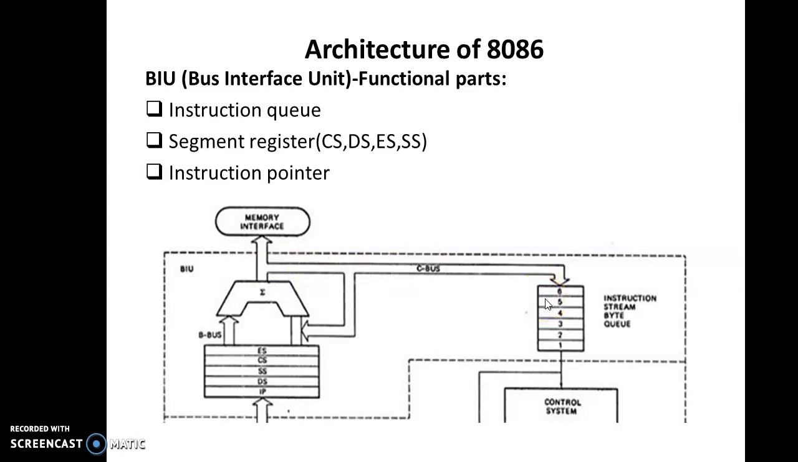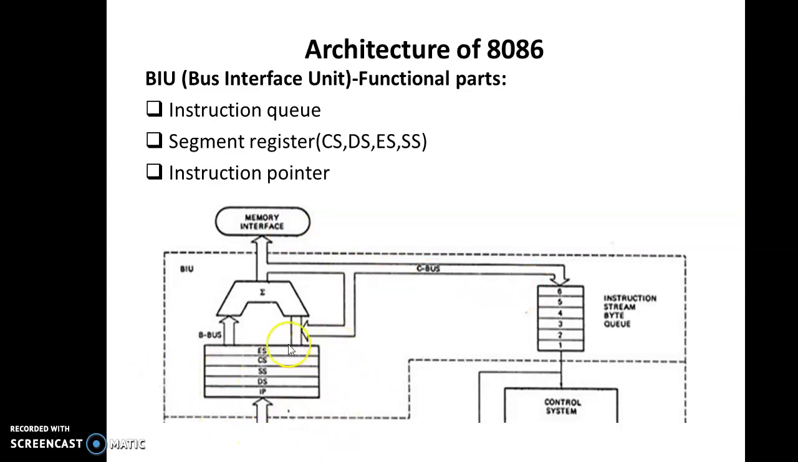Execution unit simply reads the instruction from the instruction queue. Execution unit is executing the instruction. When the first instruction is executed and the execution unit is ready to read the next instruction, it simply reads the instruction from the instruction queue and not from memory. Thus, when the execution unit is executing the current instruction, the bus interface unit fetches the next instruction, and this is known as pipelining.